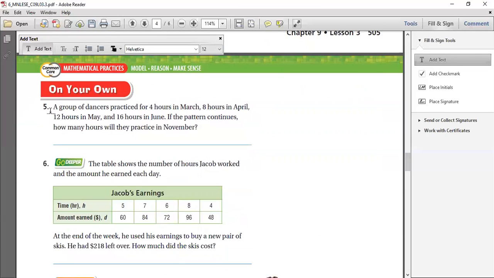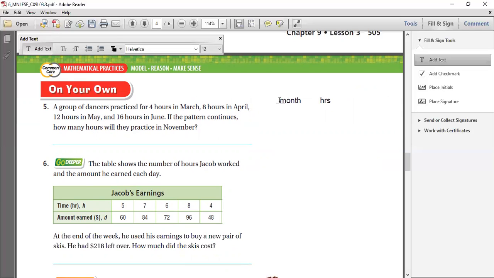Okay, see this question. A group of dancers practiced for 4 hours in March, 8 hours in April, 12 hours in May, and 16 hours in June. If the pattern continues, how many hours will they practice in November? Now, of course, these kinds of questions, we have to write it down, else we won't be able to find out. So first, let's write the month first, and then the number of hours.